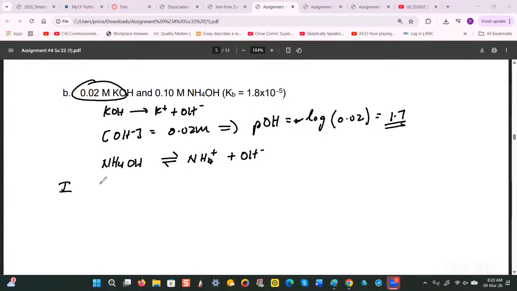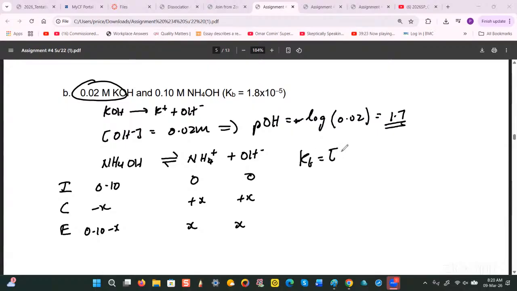Initially, we would have 0.10, and then here you'd have 0 and 0. The change here would be minus x, and plus x. And then at equilibrium, you're going to have 0.10 minus x. Here you're going to have x. Here you're going to have x. Kb, in this case, would be equal to the concentration of NH4 plus times the concentration of OH minus over the concentration of NH4OH, right?